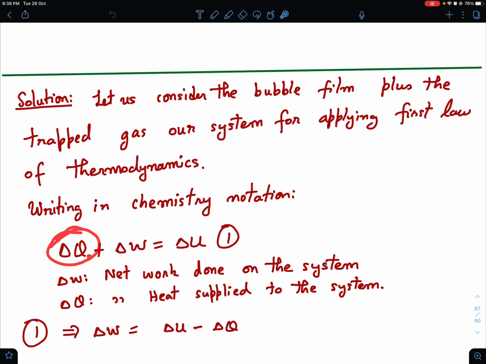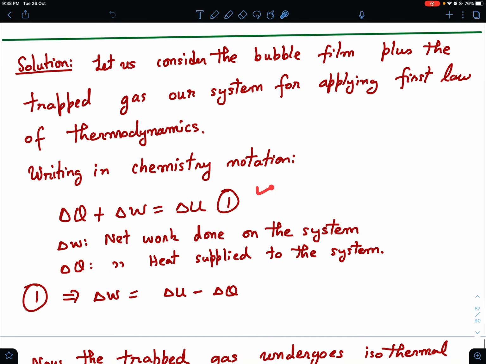So I can say that whatever heat I have supplied to the membrane plus trapped gas system, plus whatever work I have done on the membrane plus trapped gas system, should be equal to the change in internal energy of the trapped gas plus the change in internal energy of the membrane. Okay, so if I rearrange this equation, what do I get? Delta W should be equal to delta U minus delta Q. Here delta W is the work done on the system, whatever work I am performing on the system, equal to the change in internal energy minus delta Q, and here delta Q is the heat supplied to the system.